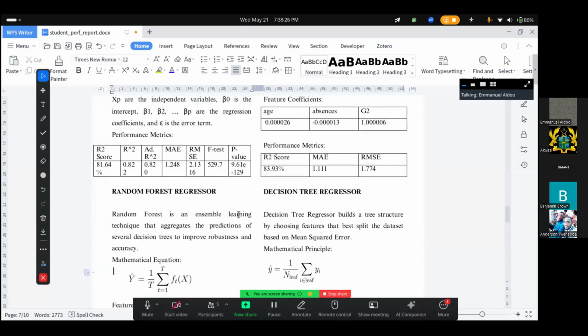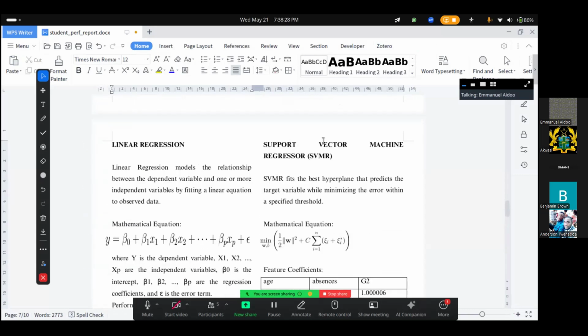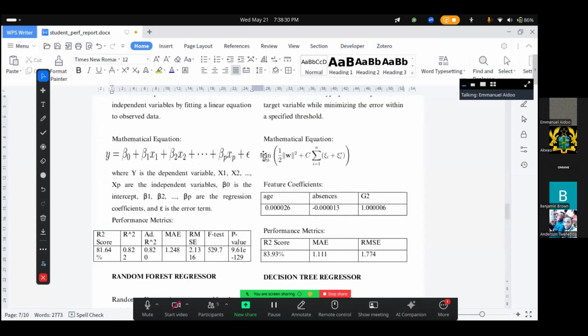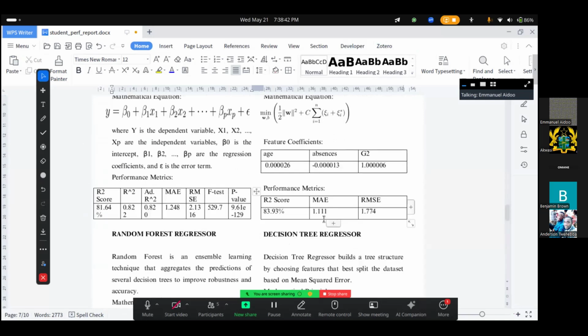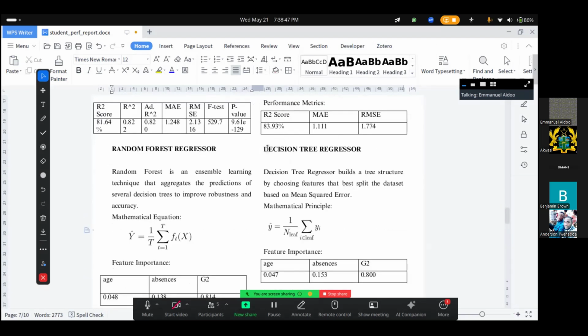Then we wrote a little bit about support vector machine. Now this is also its table. This is the formula for calculating for the support vector machine. And then we did some performance metrics here to check for the performance of the model, which has been detailed here. Then we also worked on the decision tree.